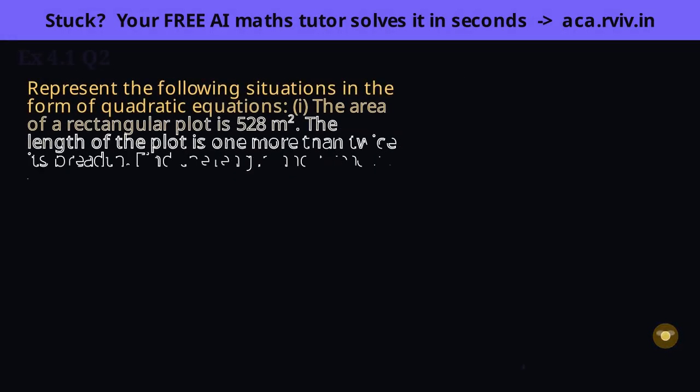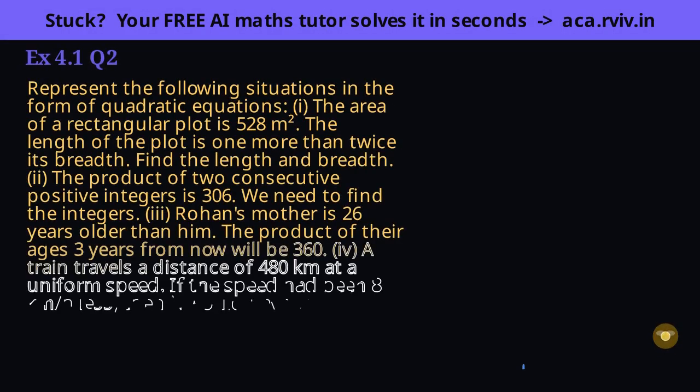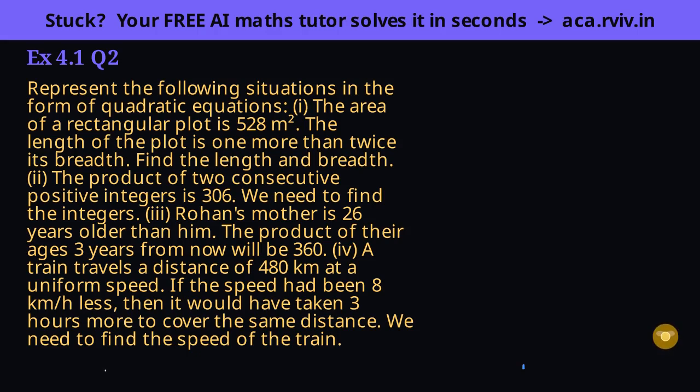Turn each situation into a single squared unknown equation. This question is pure equation forming. We are not solving, just translating 4 stories into quadratics. The recipe is identical each time. Name one unknown x, express every other quantity through that same x, then turn the given area or product into an equation. Let's apply it 4 times.